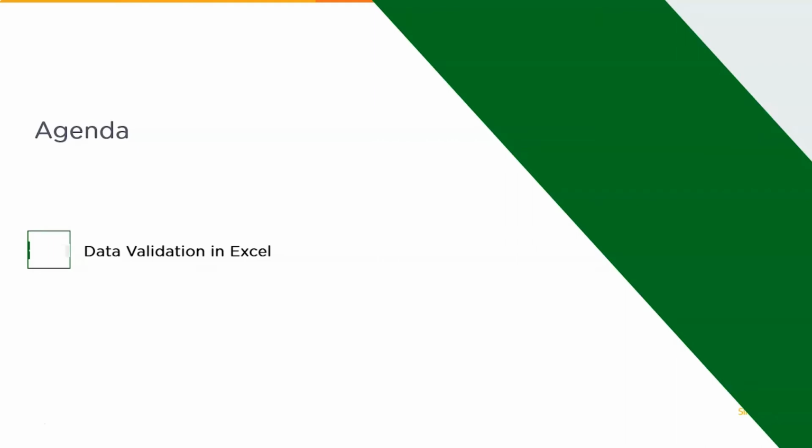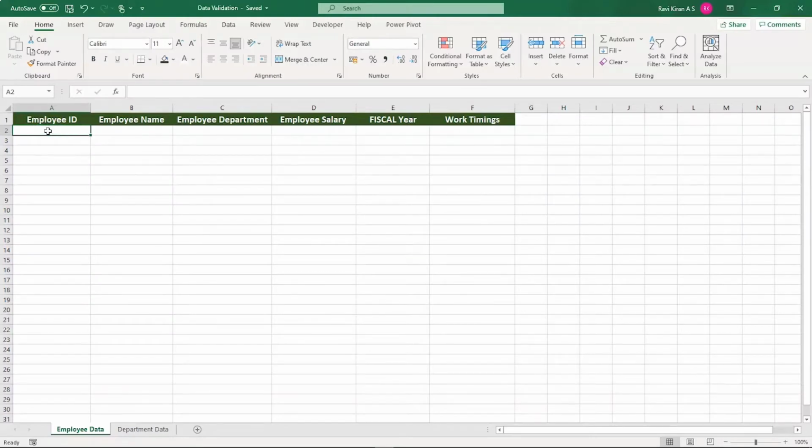Now this would be a little confusing to understand, so to understand it in a much better way, let's get back to the practical way where we will start entering some data validation rules to our Excel sheet and try to enter data into it. Now we are on Microsoft Excel, and this particular sheet is based on employee ID, employee name, employee department, employee salary, fiscal year, and work timings of the employees. Now we will be applying some data validation rules to each and every column and try to enter data based on the rules we have entered.